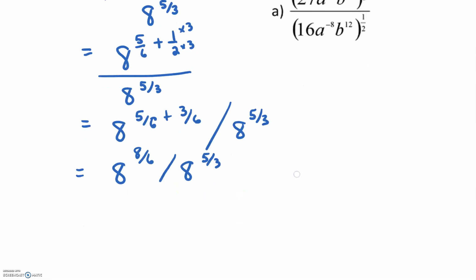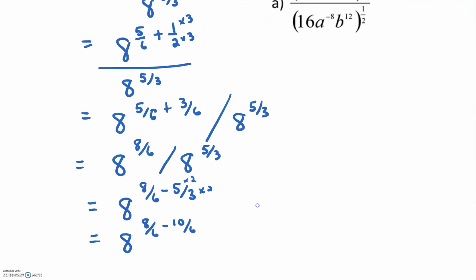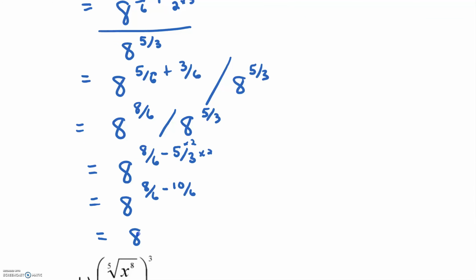So then from here, it's a division law with the same base. So you keep the same base and you subtract your exponents. But again here, we need a common denominator. So it becomes 8 to the power of 8 over 6 minus 10 over 6, which gives us 8 minus 10 is negative 2 over 6.